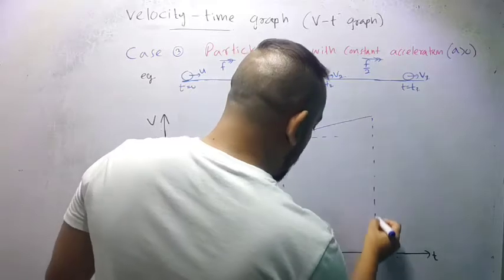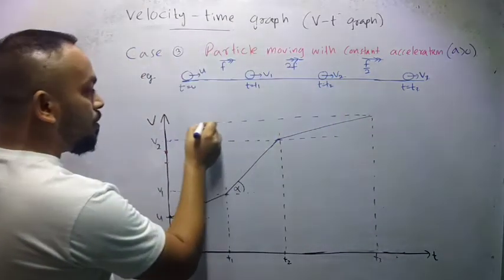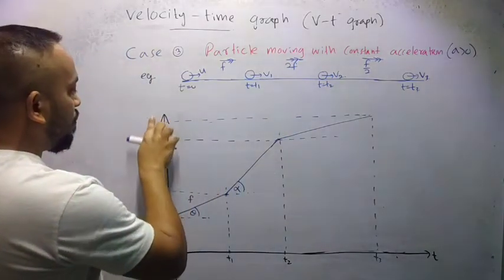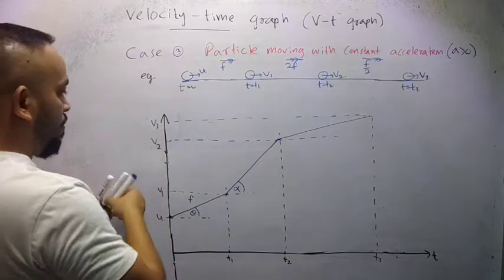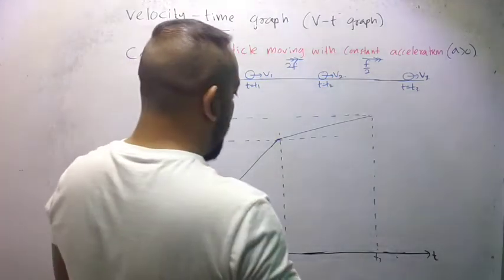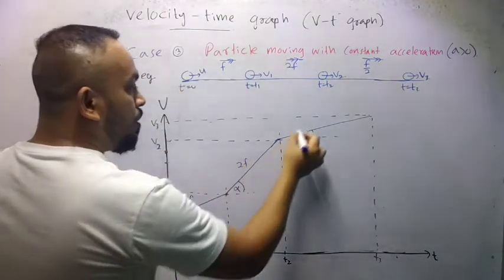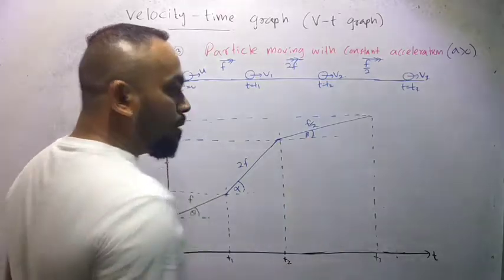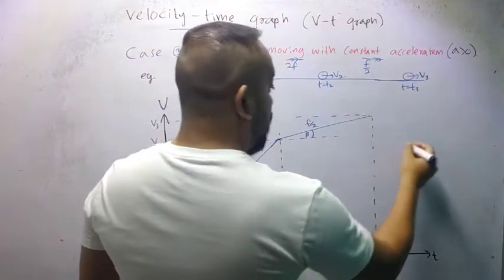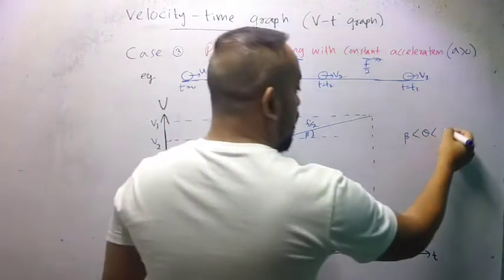Up until T3. So finally this is the velocity V3. Notice here, let's take this angle to be beta. So here f, here 2f, here f by 2, right? Note that beta is less than theta and alpha is greater than theta.